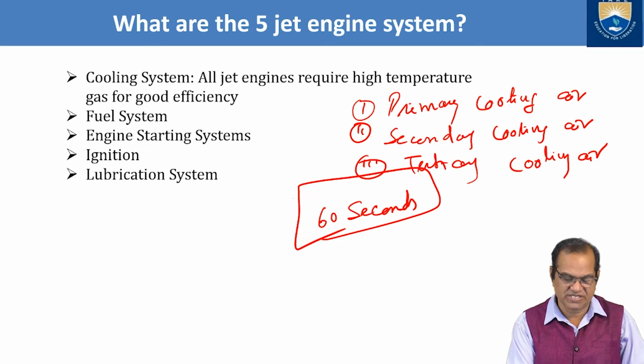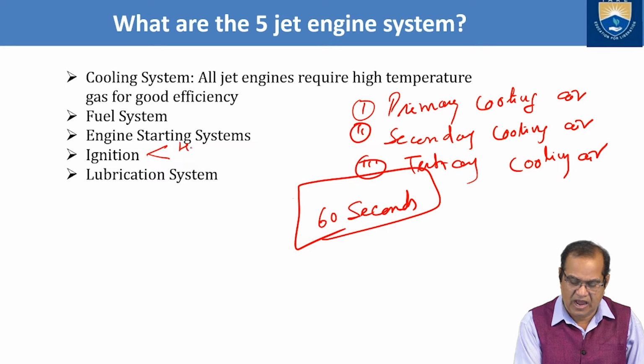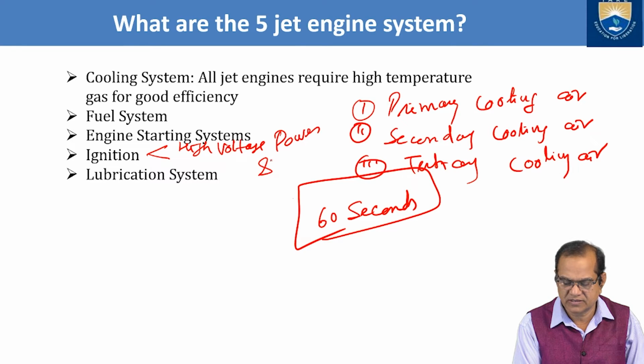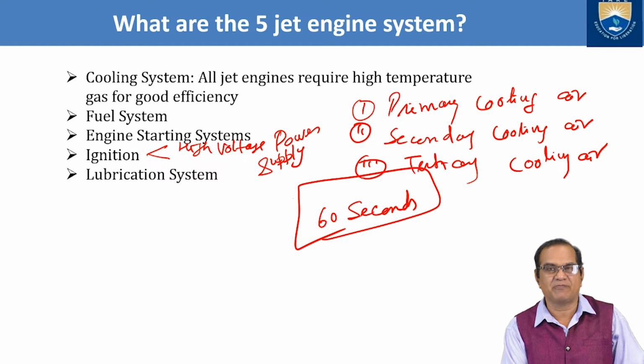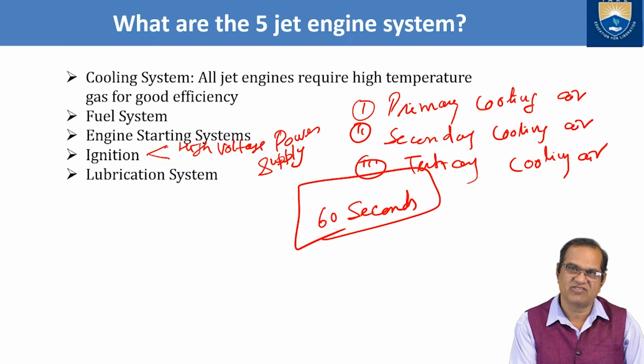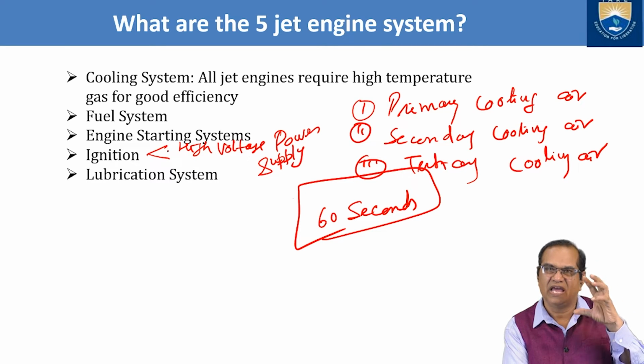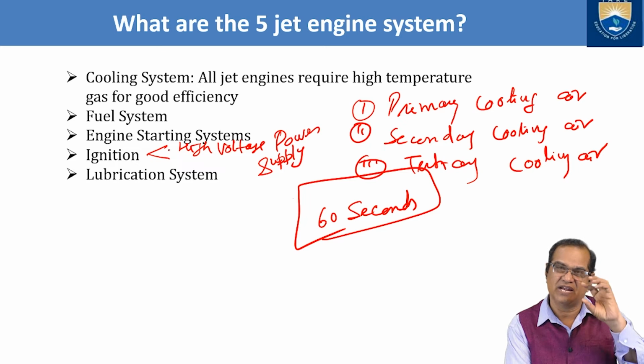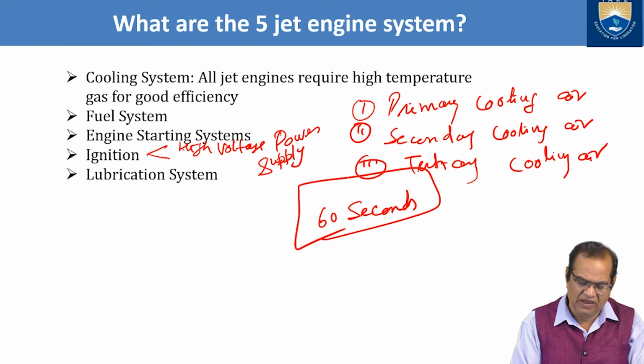Next topic is ignition. For the ignition, we need a high voltage power supply to the engine, and spark plugs or some torch igniters are there. A number of igniters are there. So these igniters will give the current and a very high spark is given.